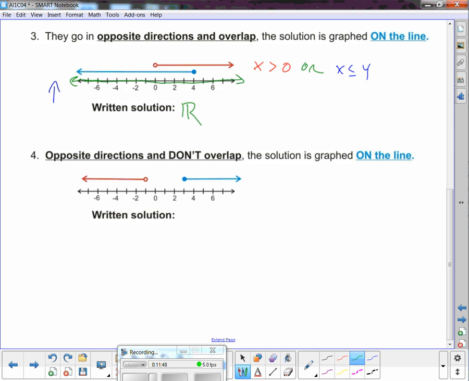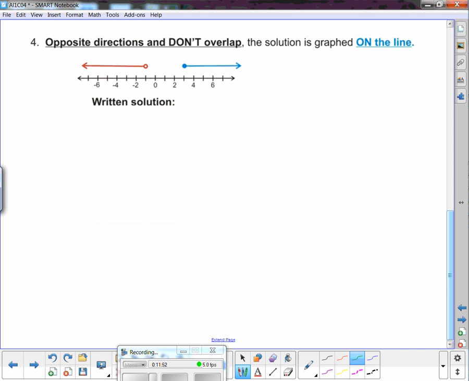Okay. Now, on disjunctions, when they don't overlap, is the oddball one. So again, how would we write the red? X less than -1. I'm going to use the union symbol instead of the word or. And the blue one is x greater than or equal to 3.